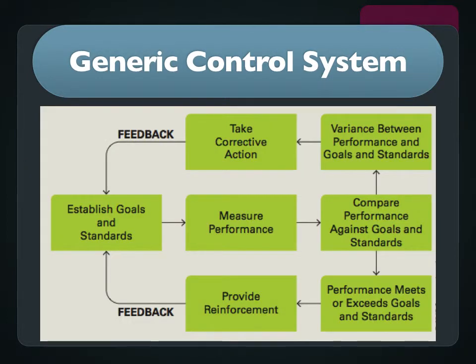So the generic control system, the way that this works is that you establish goals and standards, and you have some way of measuring performance. You compare the performance against the goals and the standards. The difference between the performance and the goals and the standards leads you to take corrective action, which then feeds into the established goals and standards. Or the performance meets or exceeds the goals and standards, which provides reinforcement, which then reinforces the goals and standards. So it's a feedback loop that occurs.